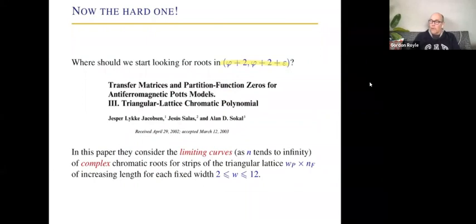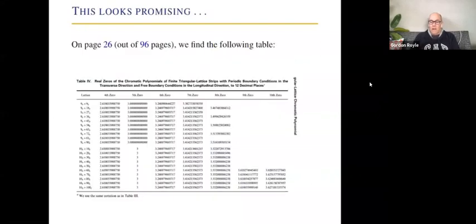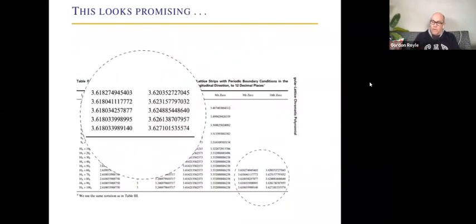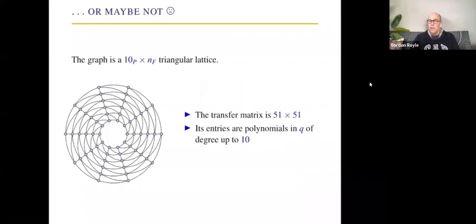Okay, so I want to find roots in 5 plus 2 and 5 plus 2, just to the right of 5 plus 2. Looking at one of Alan Sokal's papers, I find the graphs that I'm looking for. They're 10p times 70f, so that's a 700 vertex graph, but it has a root in the right place, exactly where I want. The only trouble is that the transfer matrix here is 51 by 51, and its entries are polynomials of degree up to 10. And I can't find any sort of analytic way of analyzing that.